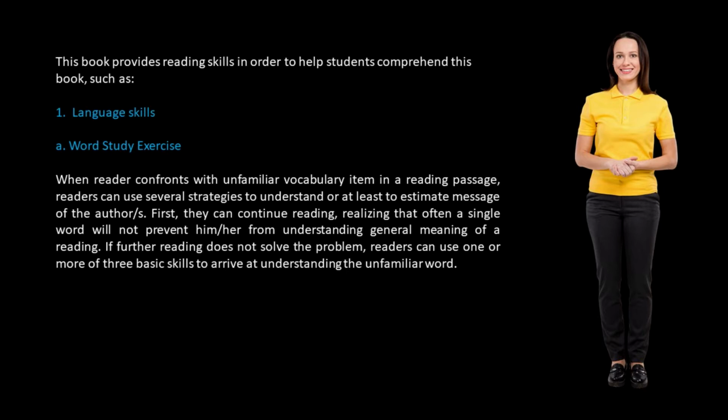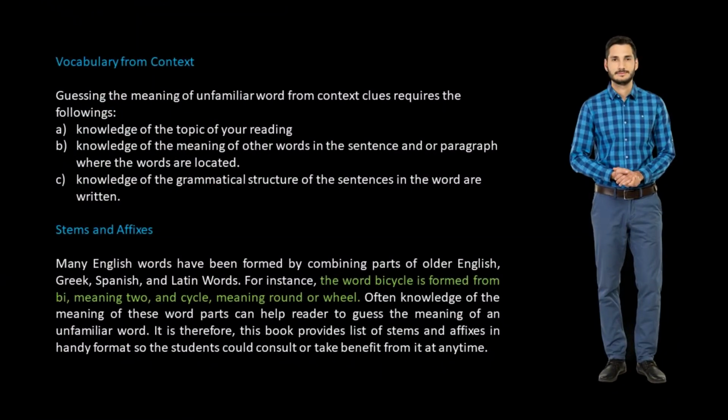First, they can continue reading, realizing that often a single word will not prevent him or her from understanding the general meaning of a reading. If further reading does not solve the problem, readers can use one or more of 3 basic skills to arrive at understanding the unfamiliar word. Vocabulary from context. Guessing the meaning of an unfamiliar word from context clues requires the following.